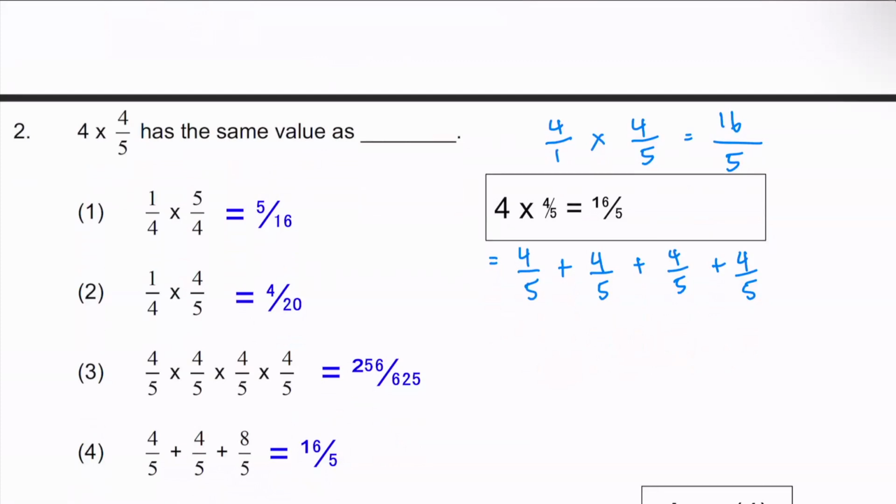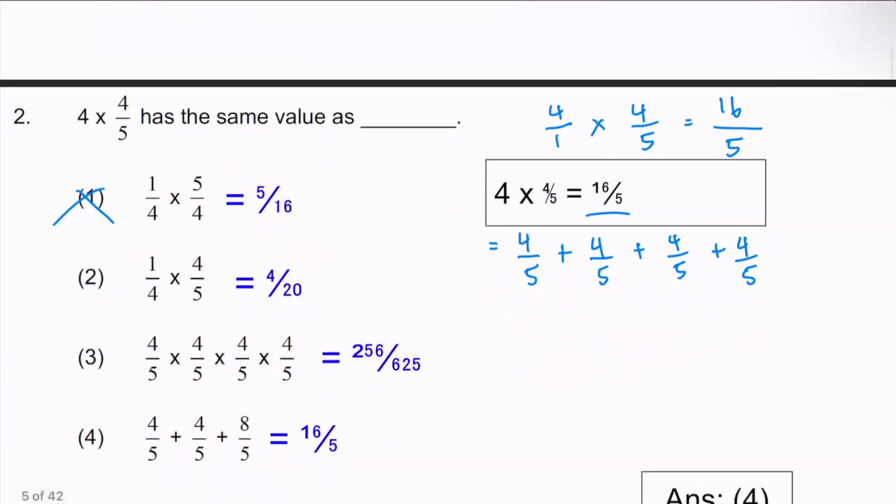Then let's look at option number 1. 1 over 4 times 5 over 4. So 1 times 5 is 5, 4 times 4 is 16. So you know that definitely this is wrong, right? Because you want it to be 16 over 5. Option number 2. 1 over 4 times 4 over 5, you get 1 times 4 is 4, 4 times 5 is 20. So you know that this is also wrong.